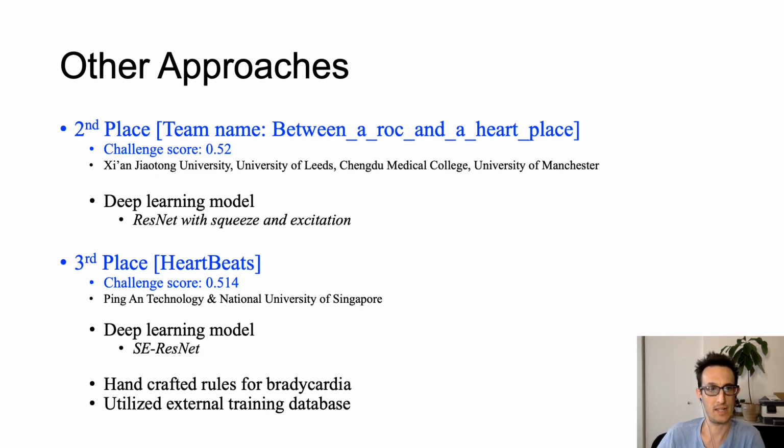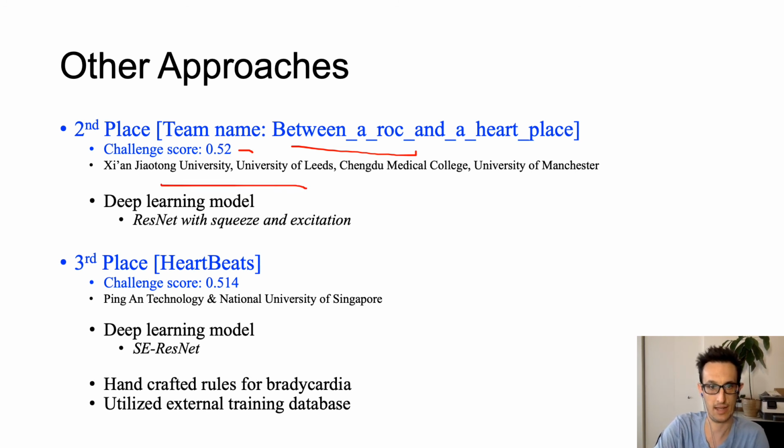I just want to briefly mention the second and third place finishers. So the second place finisher was a team named Between a Rock and a Heart Place. They had a challenge score of 0.52. This was a collaboration between some universities in China and the UK. They also used a deep learning based model. In particular, they used a ResNet model with squeeze and excitation module.